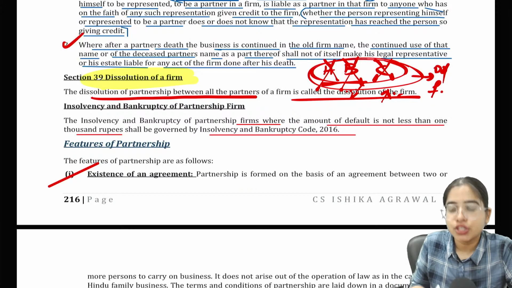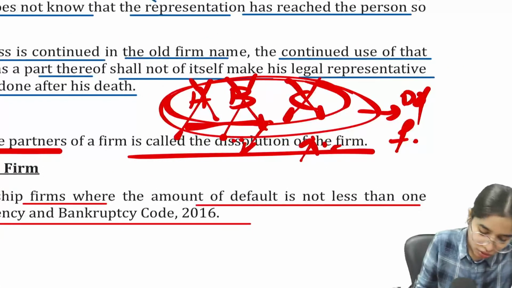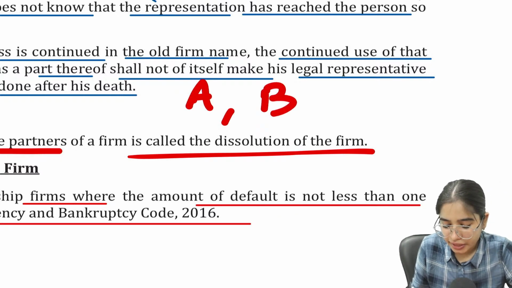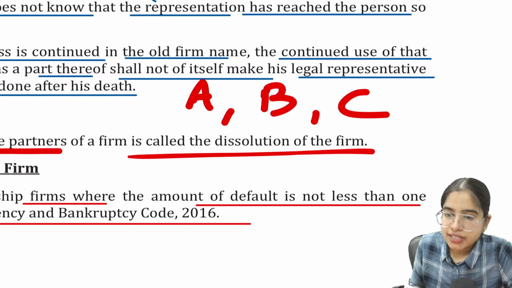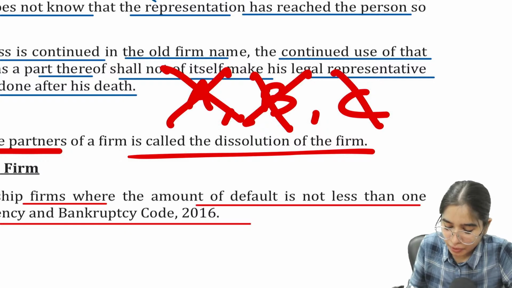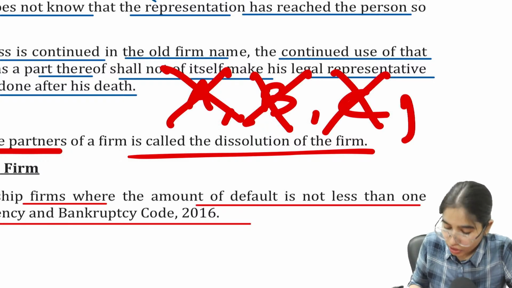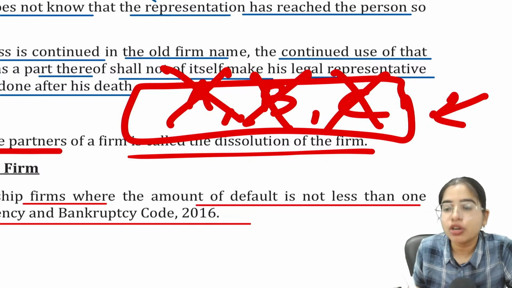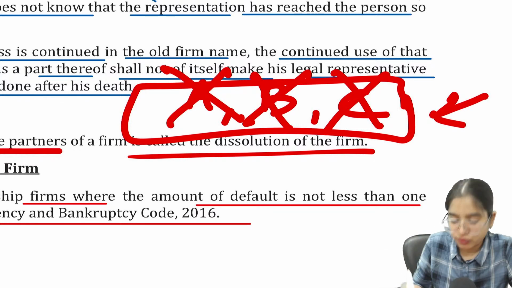So when there is a dissolution between all the partners, let's take an example that there are 3 partners A, B and C. And let's say all of them died. A also died, B also died, C also died. So now there is no partner existing to carry on the business. This dissolution among all the partners is known as dissolution of the firm.